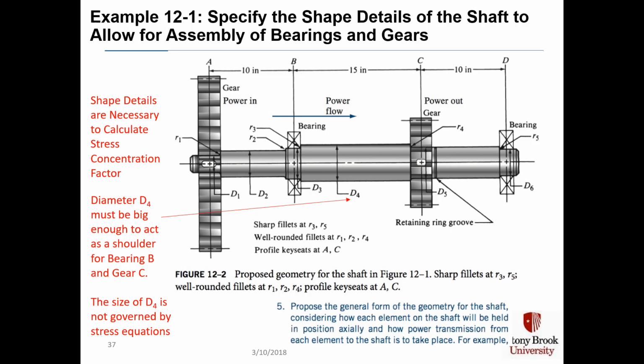D6 is the diameter that we're going to press fit the bearing at D on. In that case we will need a sharp fillet R5 in order to allow bearing D to fit correctly and square up against the shoulder created by diameter D5.